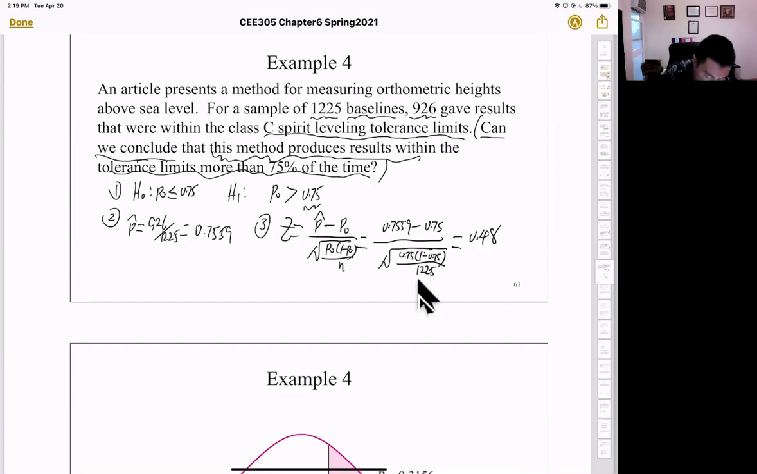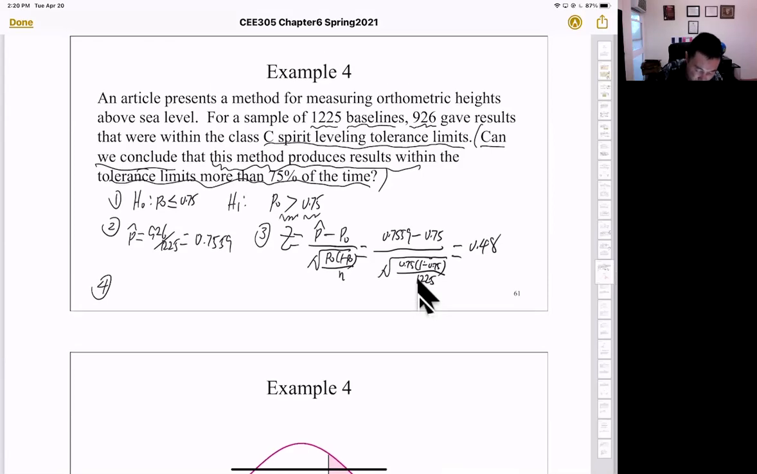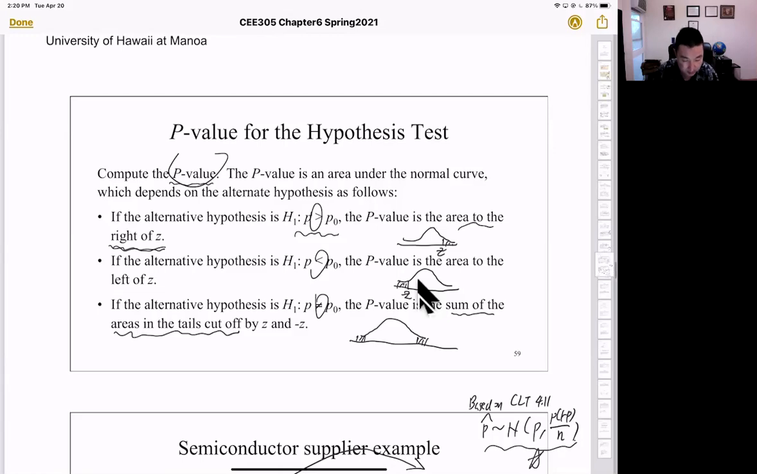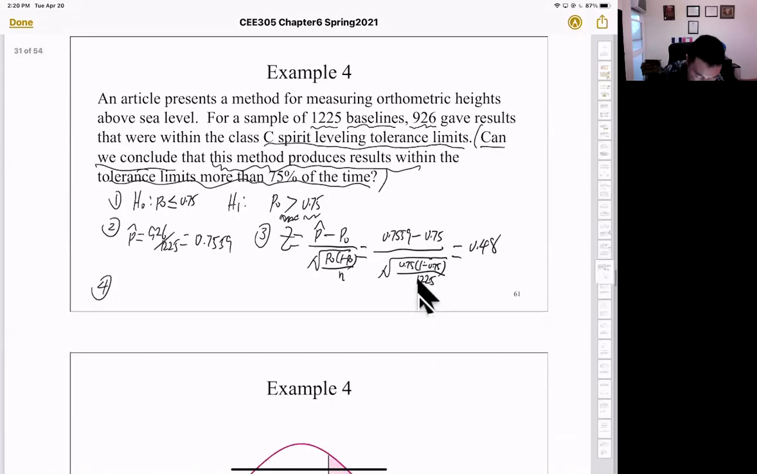Okay, and then the p-value. The p-value depends on how H1 is set up. For H1, p larger than p0, the p-value will be the area to the right of z. That's the first case. So because in our case that's p larger than 0.75, the p-value will be the area to the right of z of 2.48.